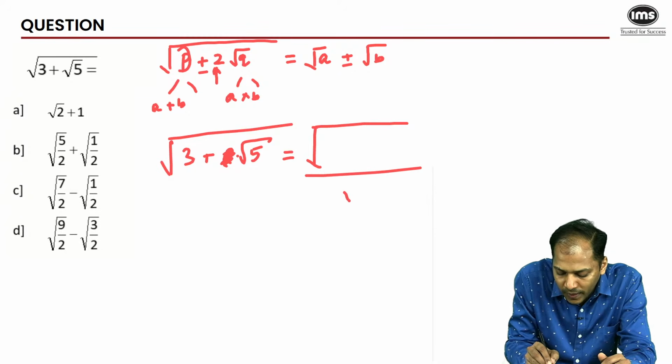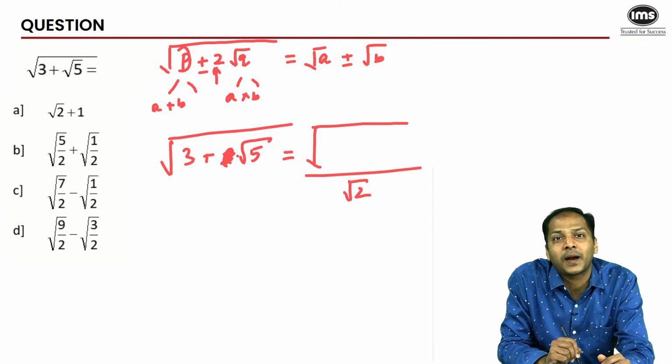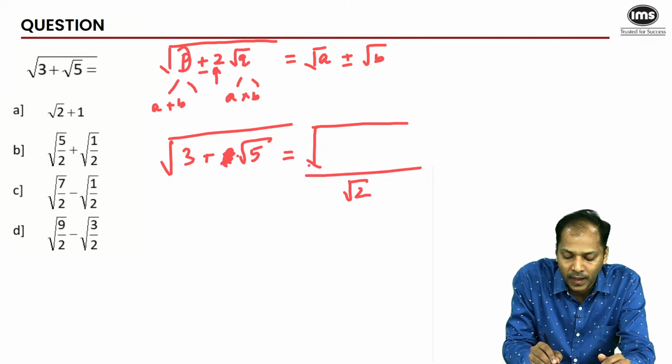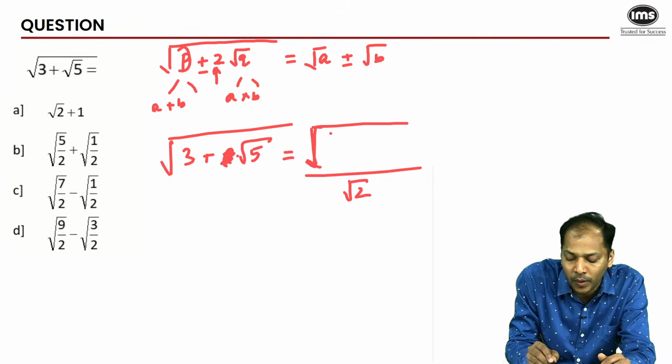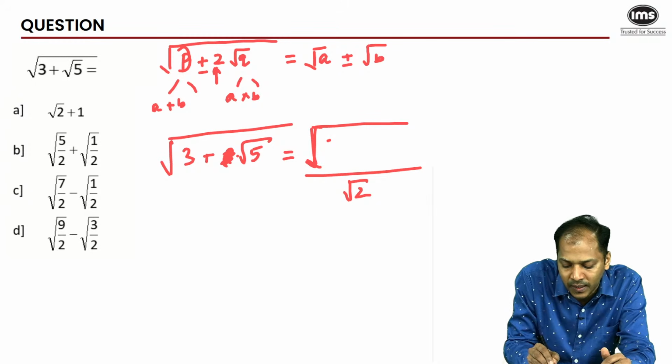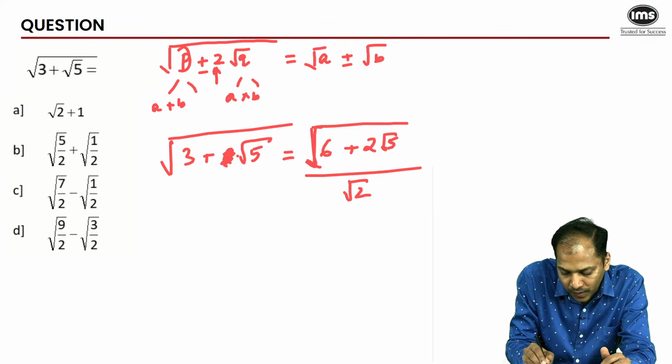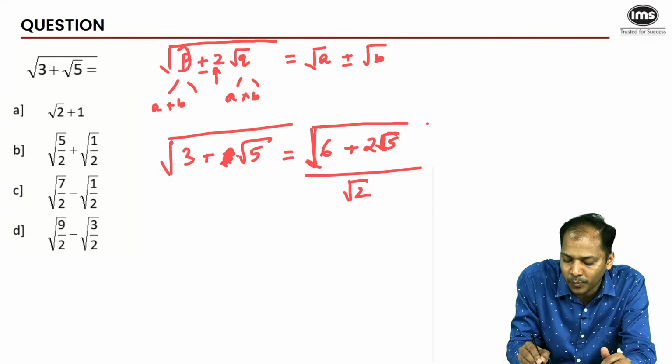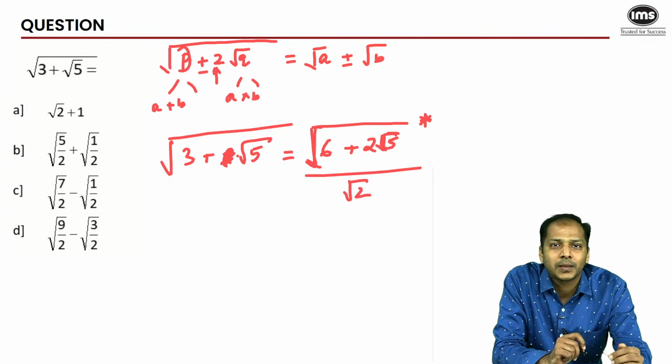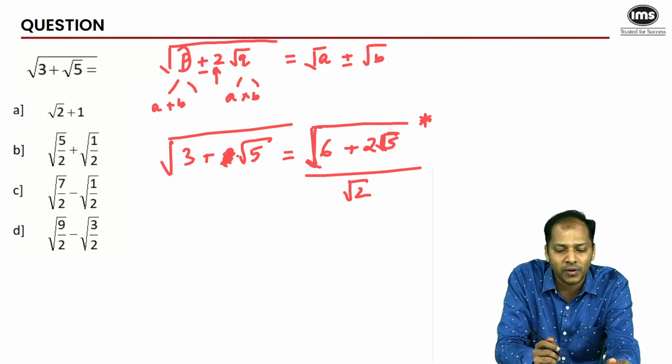So I'll divide by 2, but within the square root. So I'll have to divide by root 2. And within the main square root, I'm multiplying by 2. So 3 becomes a 6, and you'll get a 2 over here as well. So this step was the most important over here. Once this step was understood, the question becomes pretty straightforward.